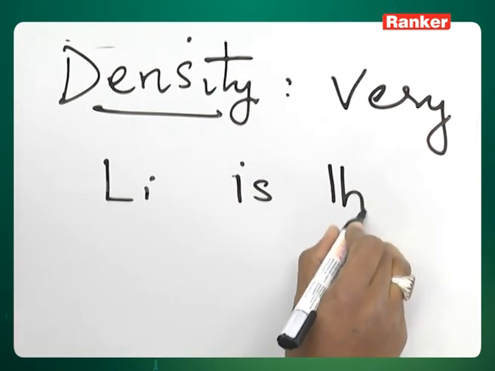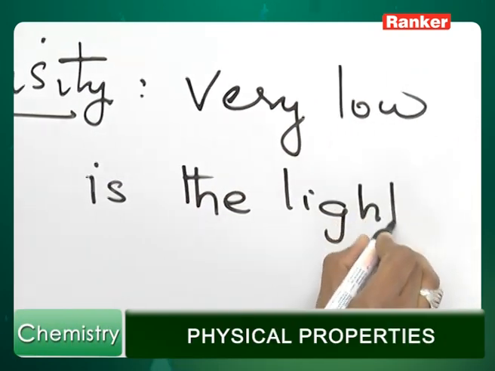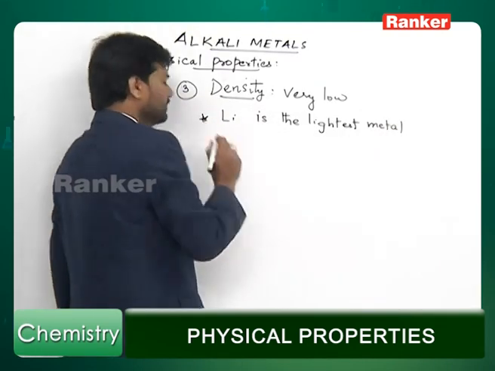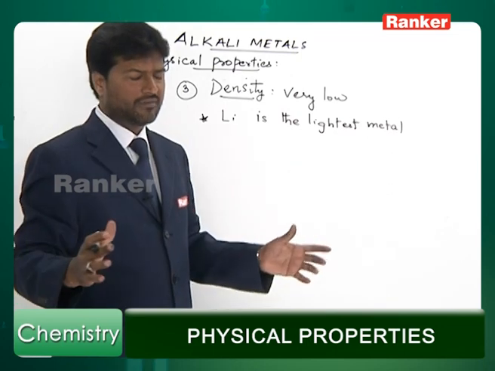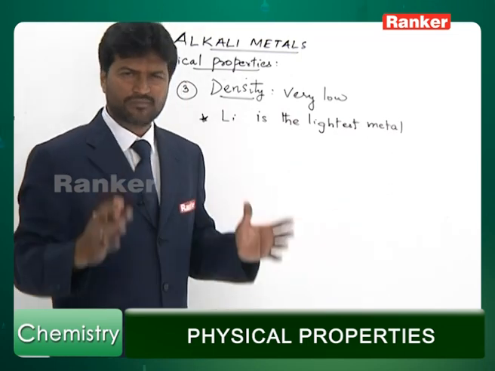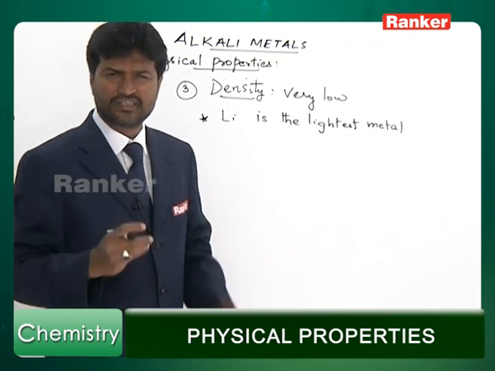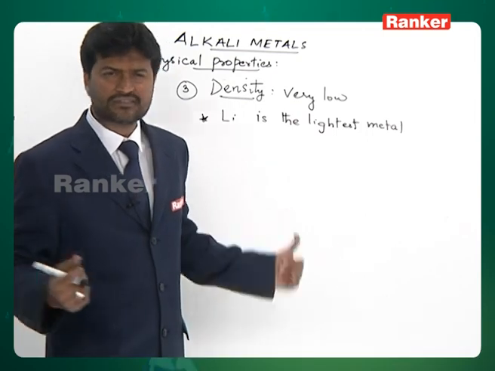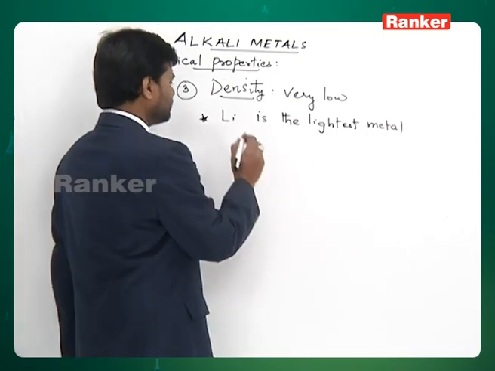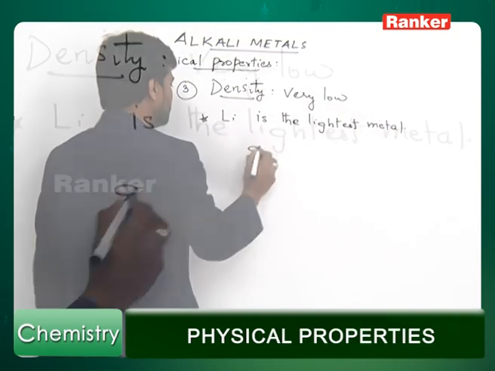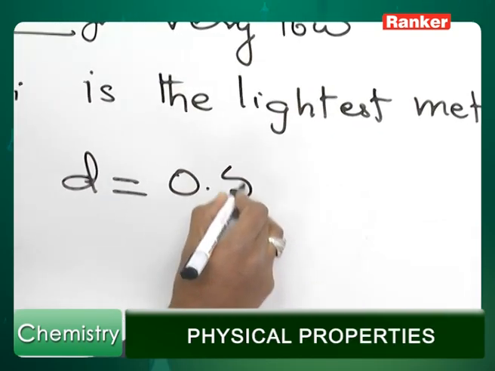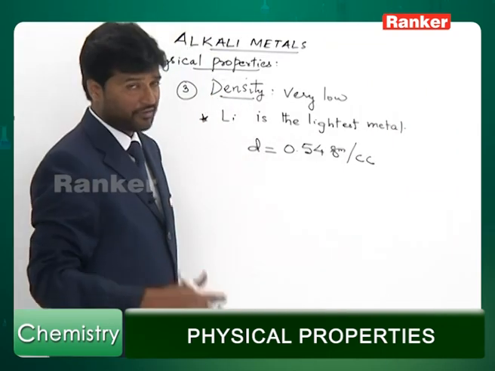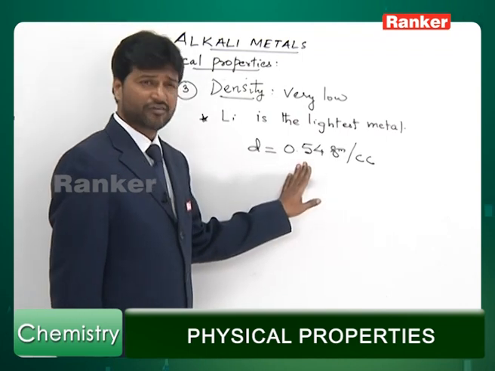Lithium is the lightest metal, not just in alkali metals, among all the metals in the periodic table, the metal with the least density is lithium. So, I can say the lightest metal among all the metals is lithium. Just for the sake of comparison, you need not remember this value. The density of lithium is 0.54 grams per cc. You can imagine how light it is. It is just 0.54 grams per cc.